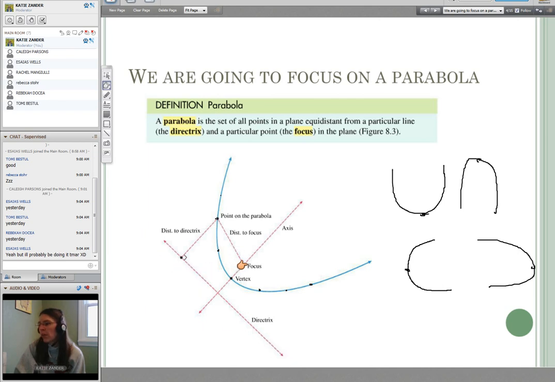Also, we have something called the focus. The focus is going to lie inside your vertex on the axis of symmetry there. So the focus will be inside it, and the focus and the directrix are equal distance away from the vertex. So those two pieces, those two red lines, are equal distance from the vertex.